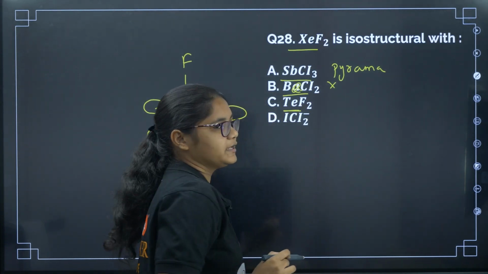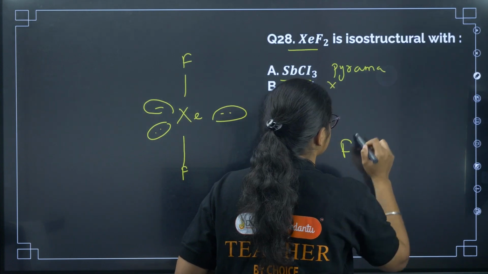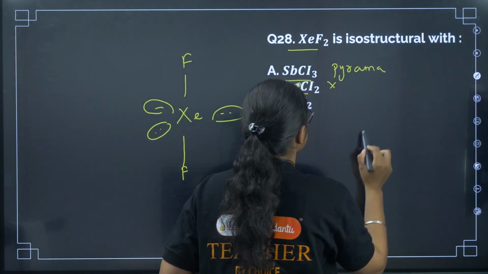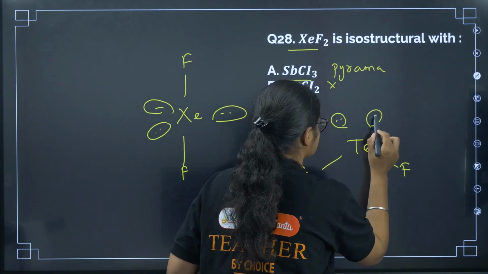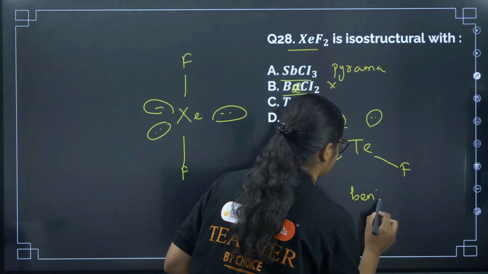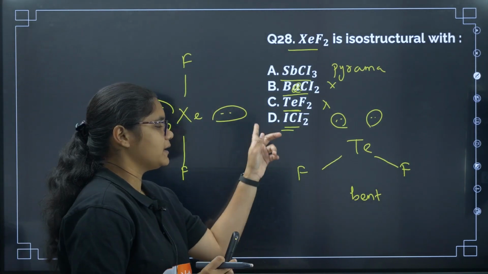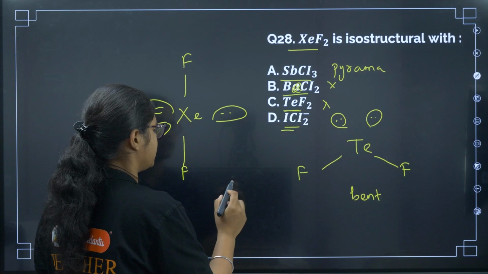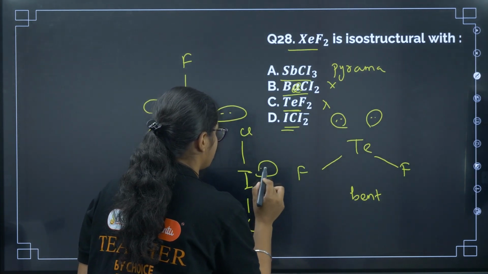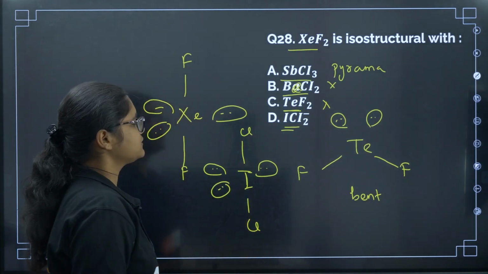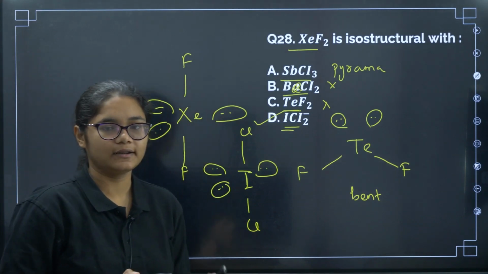Now TeF2 will be bent molecule, right? Very similar to your water molecule. So the structure will be like this. We'll have Te, then F and then 2 lone pairs. So this is bent molecule. So this cannot be the answer. ICl2 minus. So I has 7 valence electron. Plus 1, you can take 8 valence electron. So in 8 valence electron, it has formed bond with 2 and we have 3 lone pairs here. Okay. So this one will be isostructural with XeF2. So the correct answer here will be option number D.